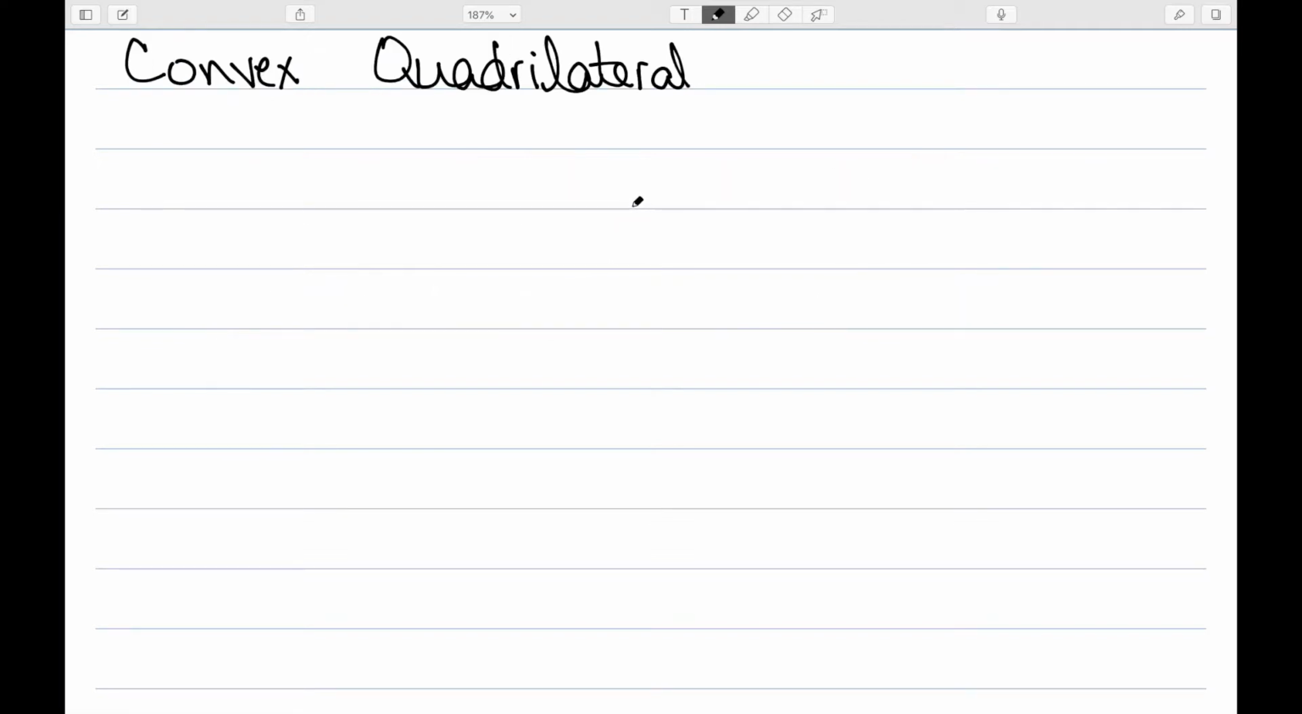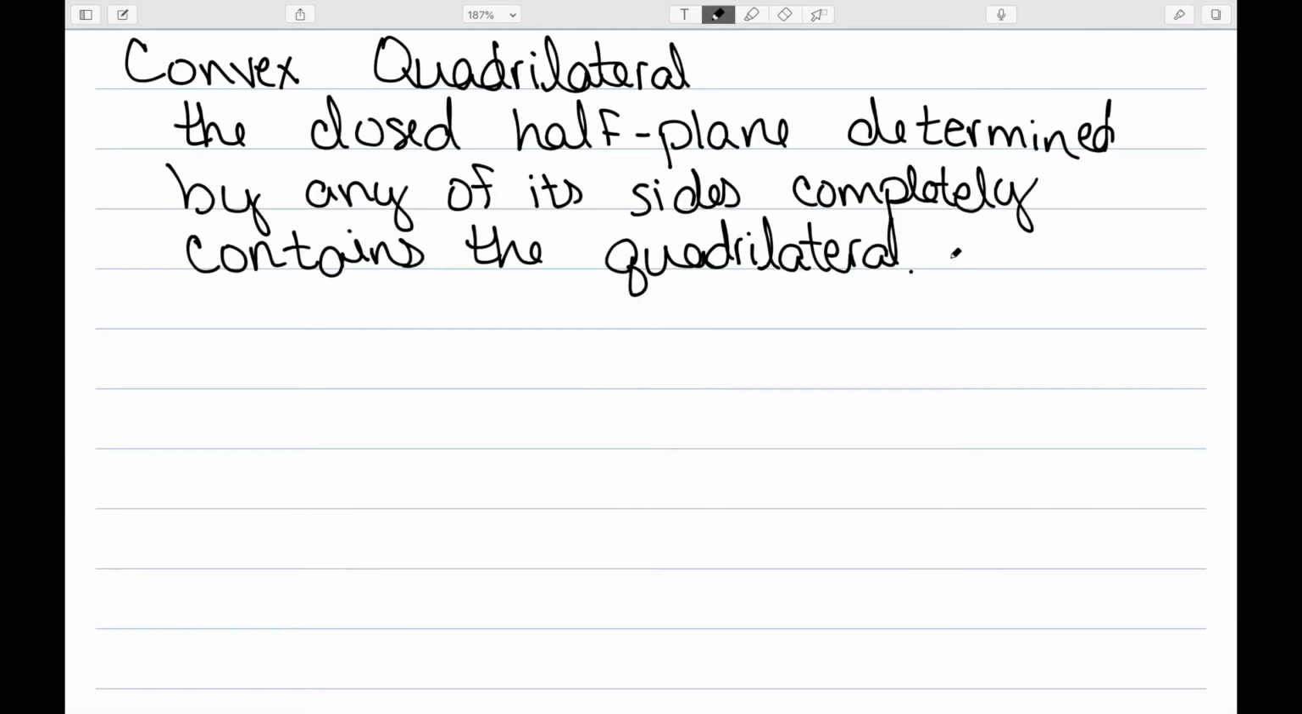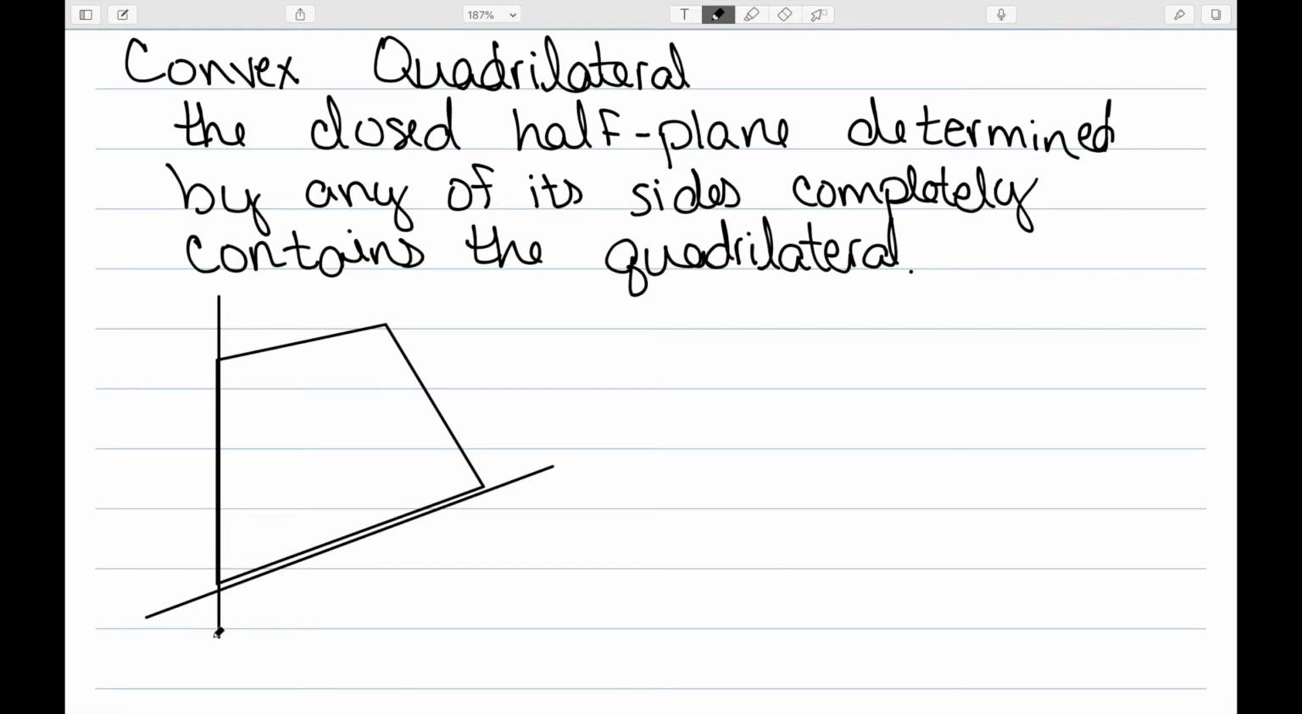A really important property of quadrilaterals and in general polygons is to be convex. So what does it mean to be a convex quadrilateral? In order to be convex, it means the closed half plane determined by any of the sides completely contains the quadrilateral. So if I look at a couple of examples, this one here will be convex because if I extend out any one of the sides, we see that the entire quadrilateral is on one side of that line. If I extend this one out, the entire quadrilateral is on one side of that line.